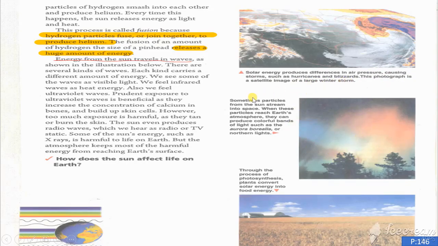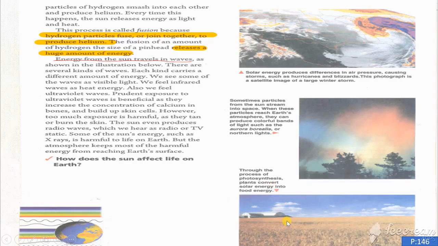Another picture, please look at. Sometimes particles from the sun stream into space. When these particles reach Earth's atmosphere, they can produce colorful bands of light, such as the aurora borealis, or northern lights.